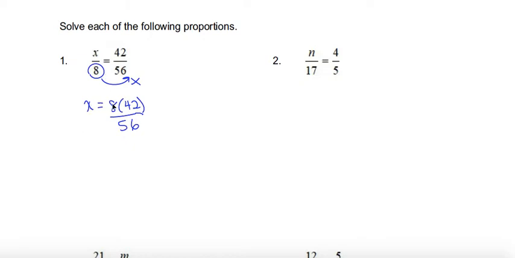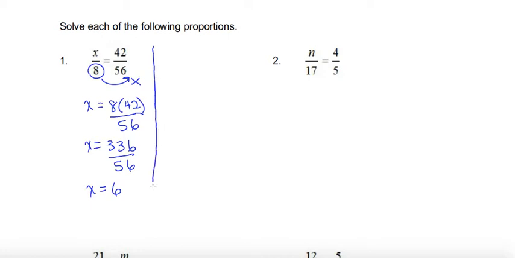So I can do this like this right here. If I wanted to, I could do it like this. Or if I wanted to simplify this fraction up here first, I could have done that as well. So this becomes 8 times 42 is 336, and I'm dividing by 56. So x is 6. So this is one way to do it.